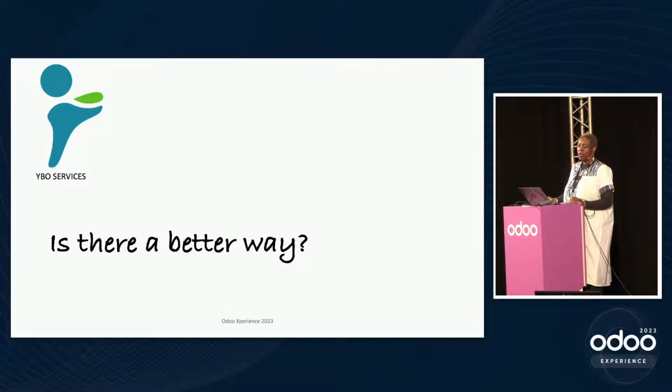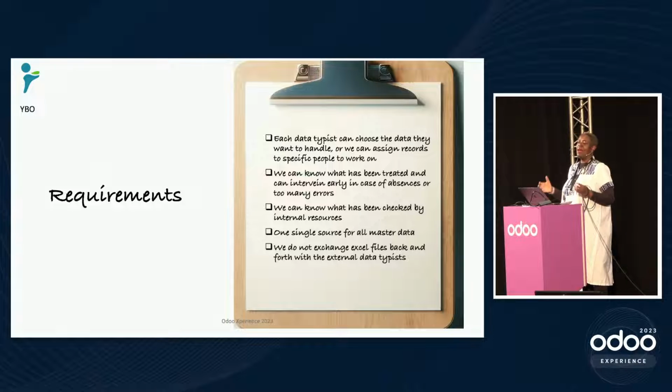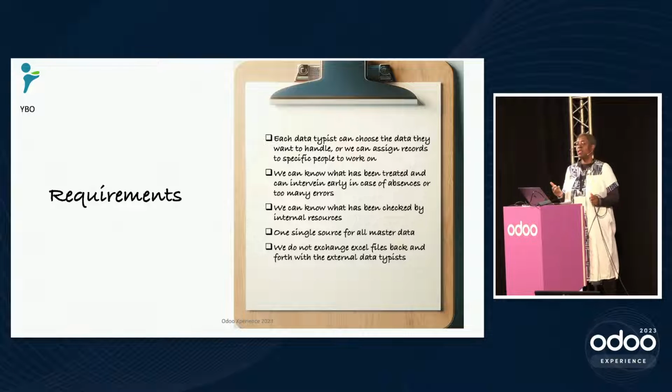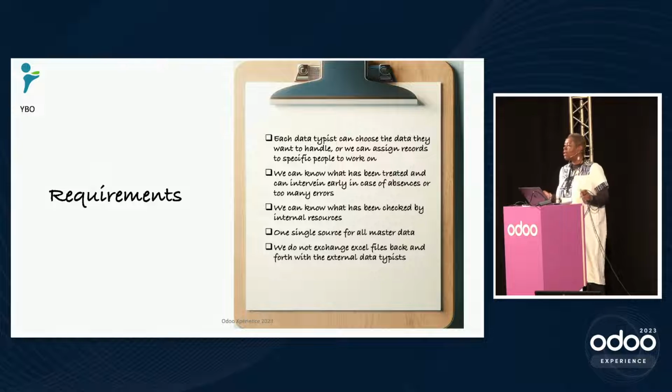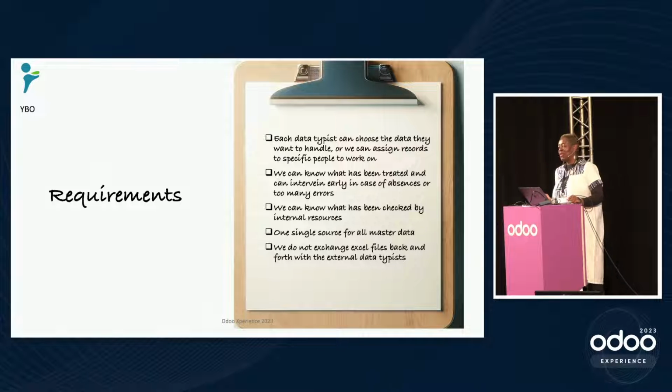I thought about it and I said, yes, there is a better way. So what are my requirements? Basically I need to know who is working, when the people are working, and what they have done. I also need to be aware of the changes that have been made, because sometimes you tell the people, okay, don't change this field. If you have not blocked the field, they will change it, of course. So I really needed to know who is changing what.